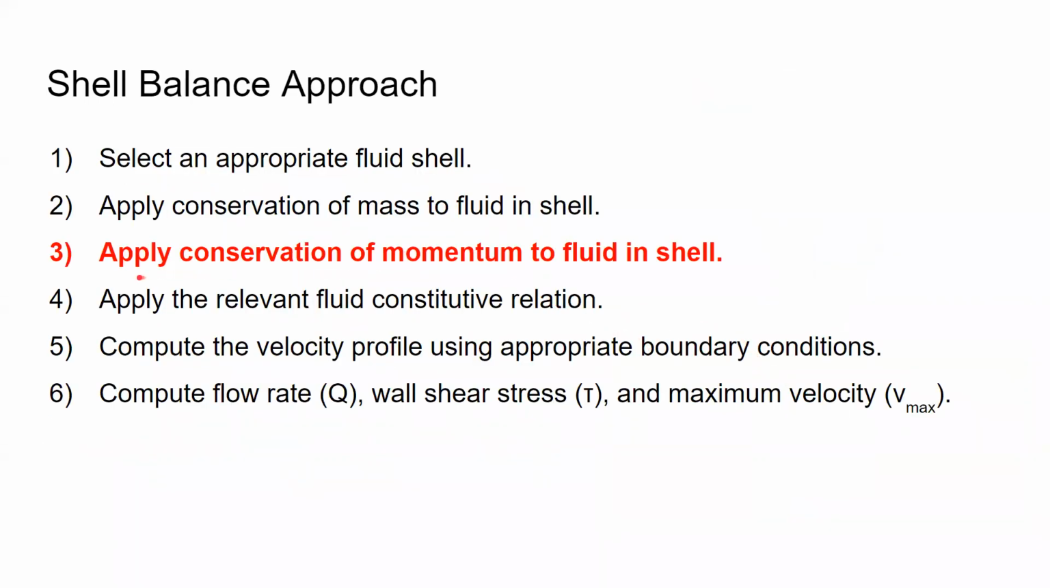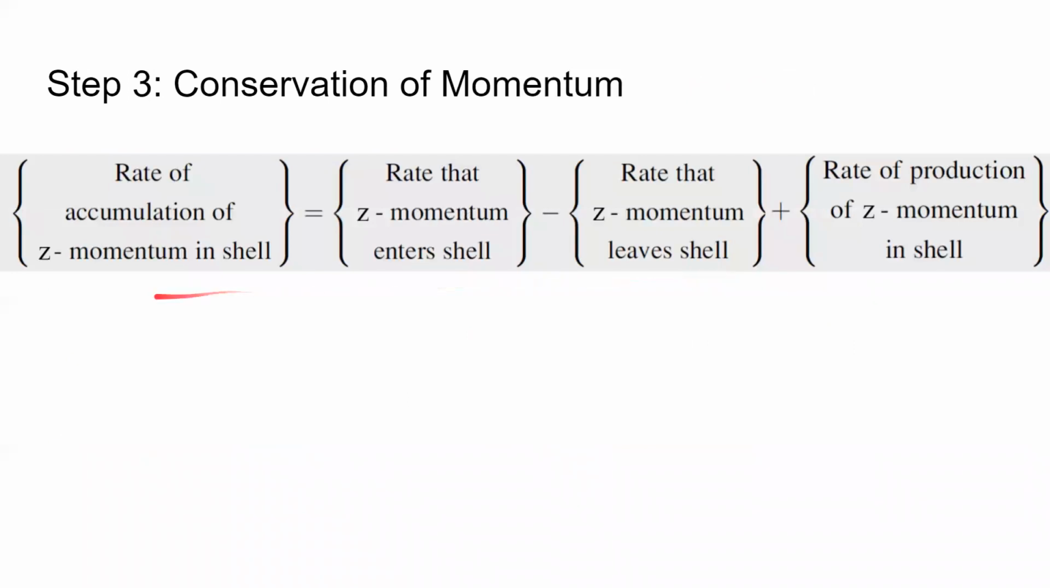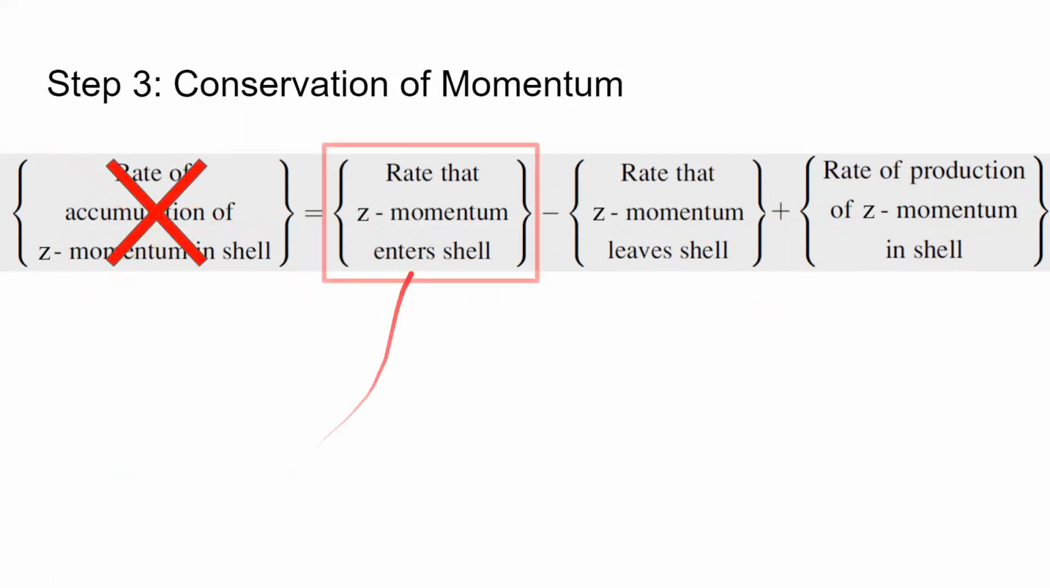So step number 3 is to apply the conservation of momentum to the fluid in the shell. So here is our conservation of momentum statement. We have the rate of accumulation of the Z momentum, and then we have the rate that the momentum enters and leaves the shell, and then we also have the rate of production of the Z momentum. Once again, we do not have a rate of accumulation for the Z momentum, and then let's start with the rate that the Z momentum enters the shell.